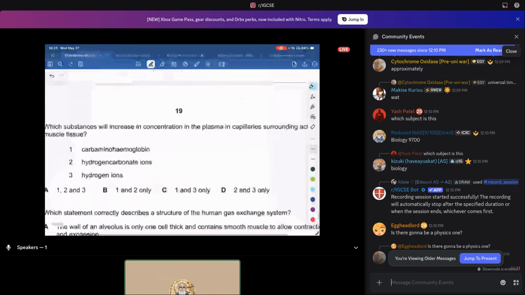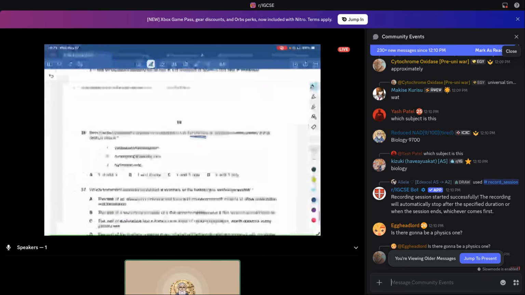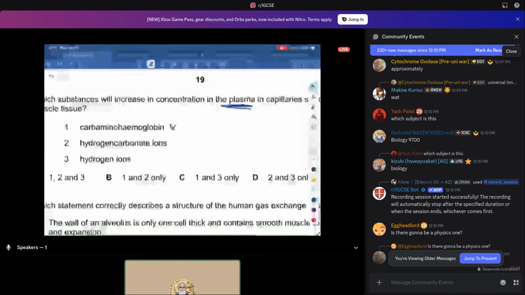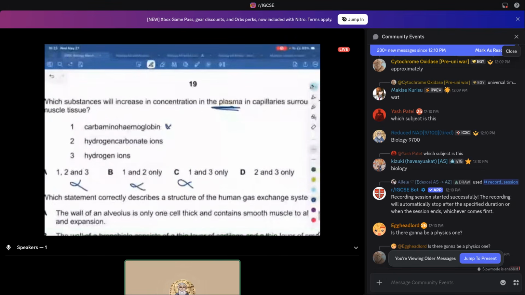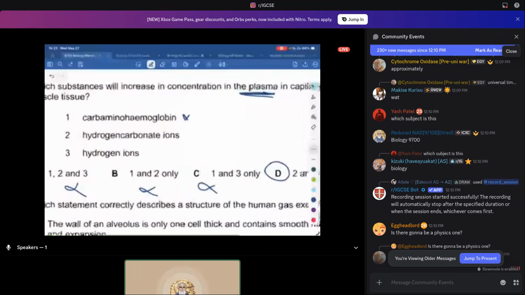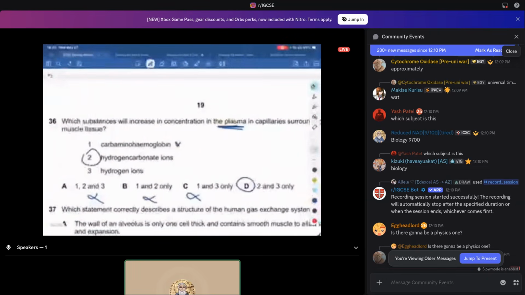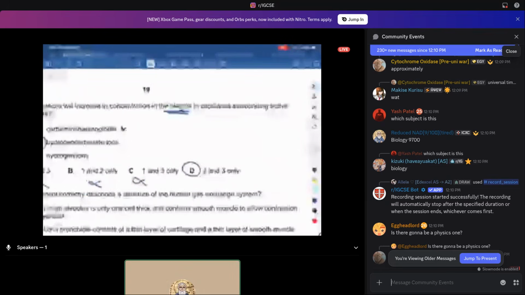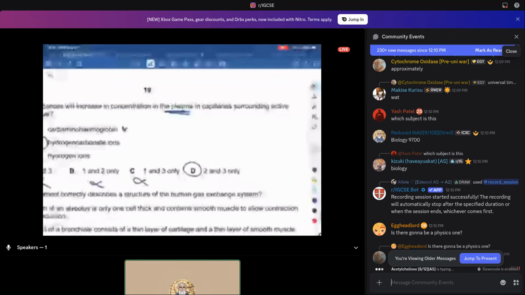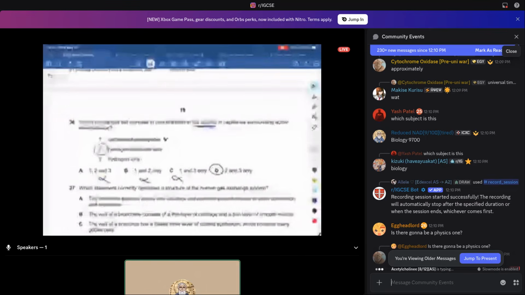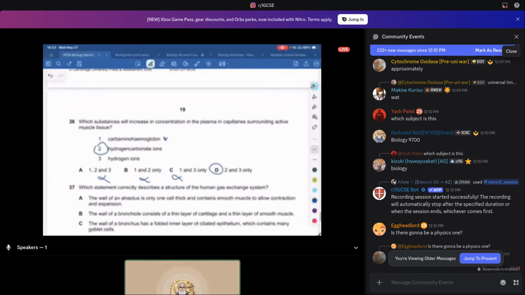Question 36. Which substances will increase in concentration in the plasma in the capillary surrounding muscle tissue? Hemoglobin is in the red blood cells, so 1 is wrong, and our answer is D. Moving on. Hydrogen carbonate ions. Closer to muscle cells, more carbon dioxide is produced, more carbonic acid, more hydrogen carbonate ions. So the answer is 2. Carbaminohemoglobin is in the red blood cells. Here it's asking about the plasma.